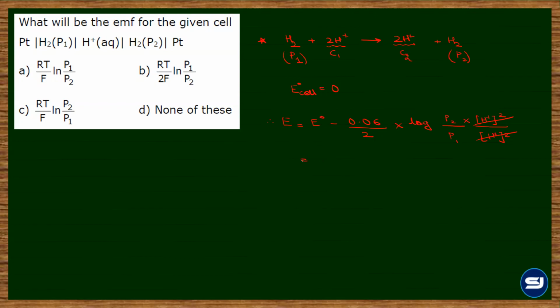Now they have given this 0.06 in terms of RT. So it will be RT by 2F ln of P2 by P1 negative. Now the minus sign is not in the option, so we have to just reverse the log over here and it will be P1 by P2. Option B will be the answer.